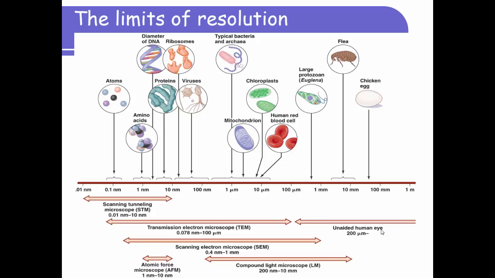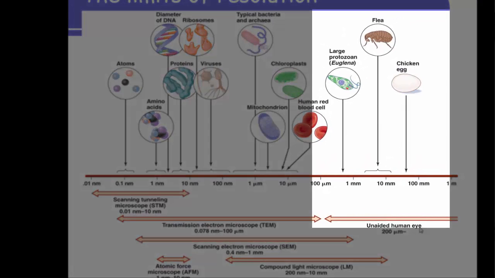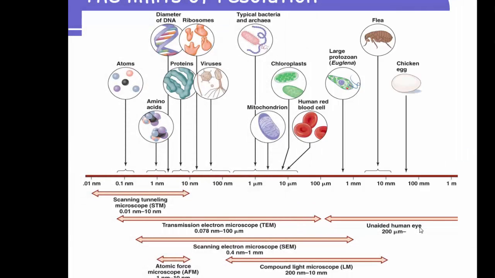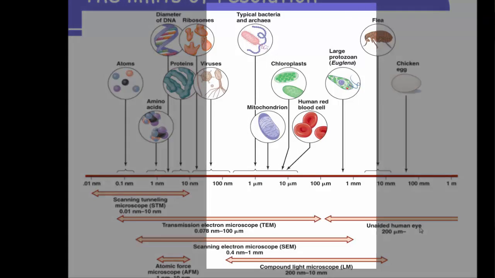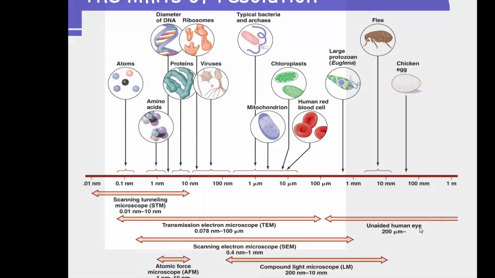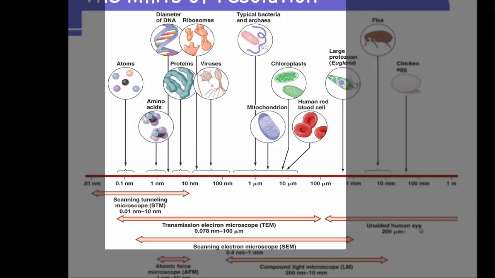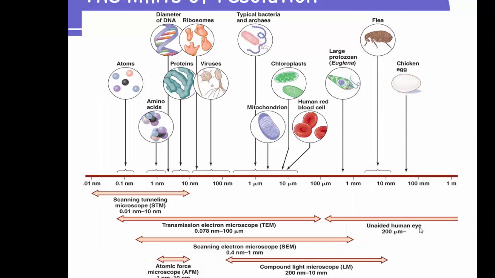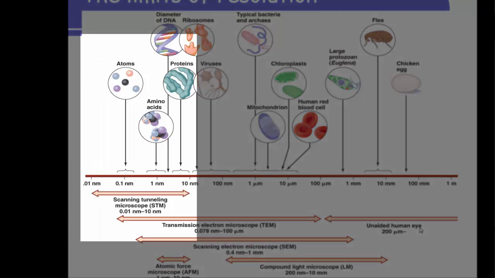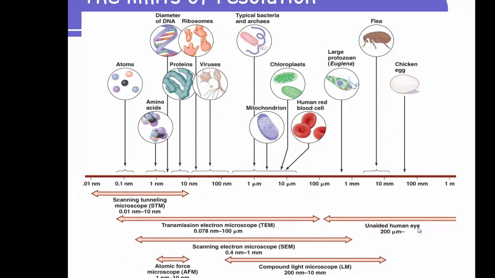The limits of resolution depend upon the instrument you are using. For example, the unaided human eye can actually go down to about 200 microns, that's 0.2 millimeters, versus the compound light microscope that can go down to 200 nanometers. When we talk about the electron microscopes, the scanning and transmission microscopes have a 0.4 and a 0.078 nanometer resolution power. The scanning tunneling microscope that we'll mention but not use has a resolution power of 0.01 nanometers. That's 10 picometers.